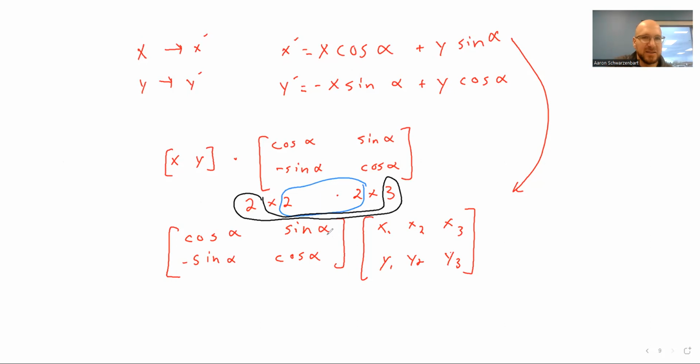Okay, that is section 7.2 on matrix algebra. Let's take some practice.